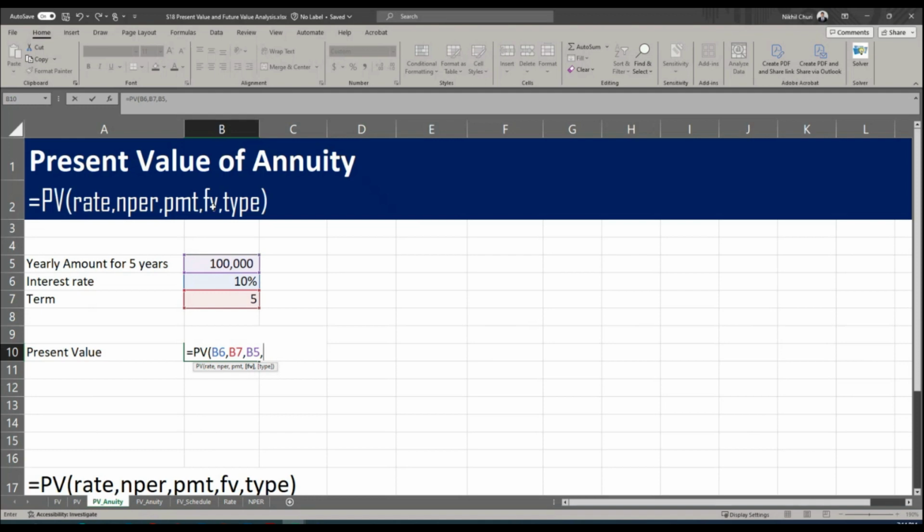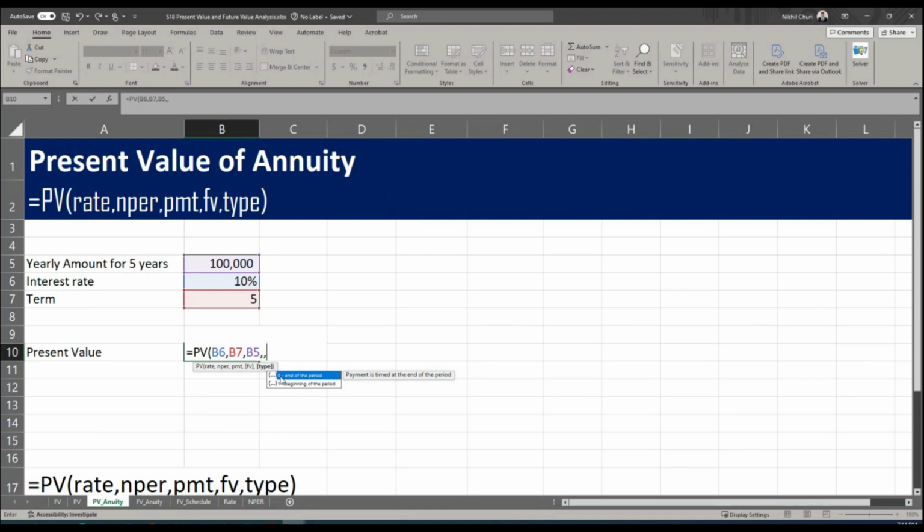The next one is FV, which we are ignoring, so I'll just add a comma there. The last argument, type, is another important one. As soon as I do that, a couple of options are highlighted: 0 means the end of the period, and if I select 1, that is the beginning of the period.